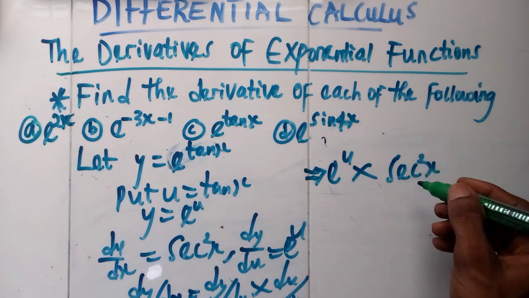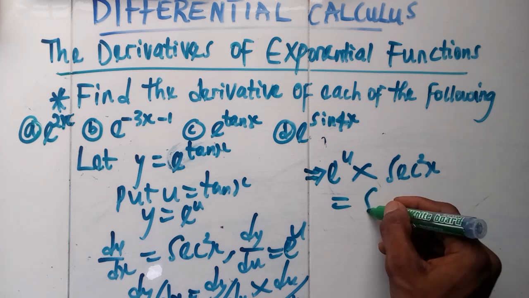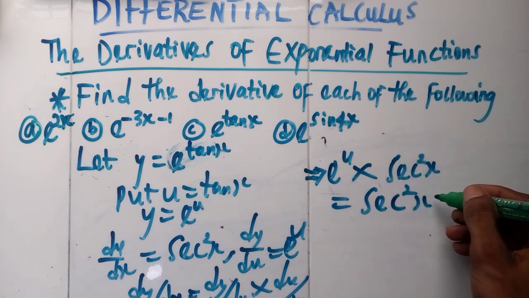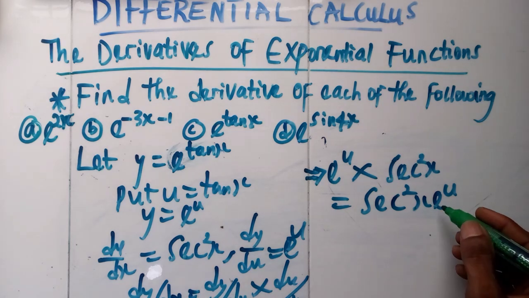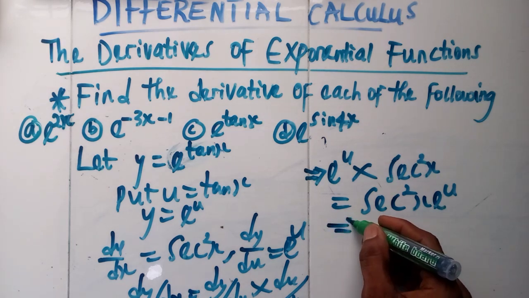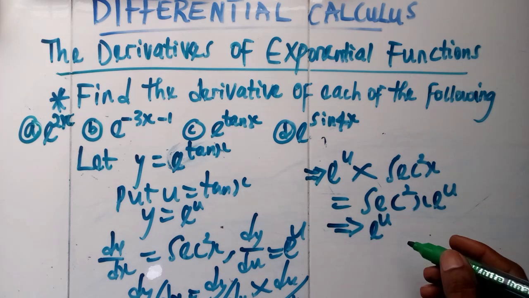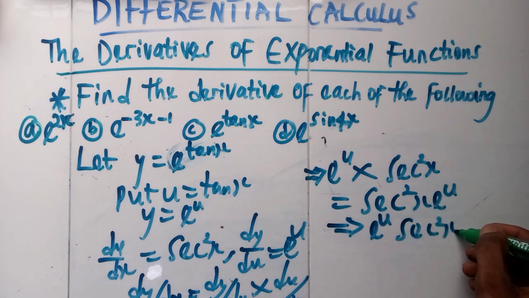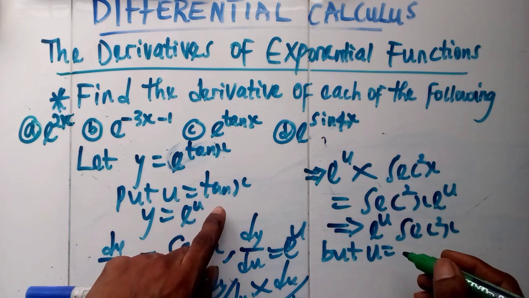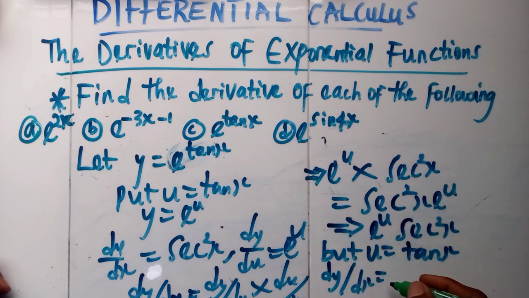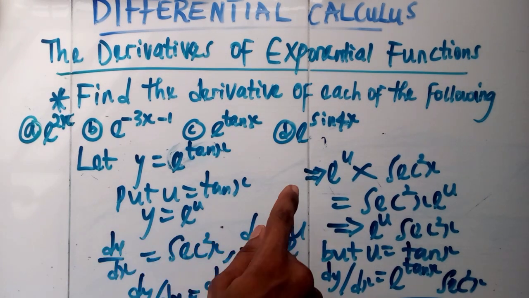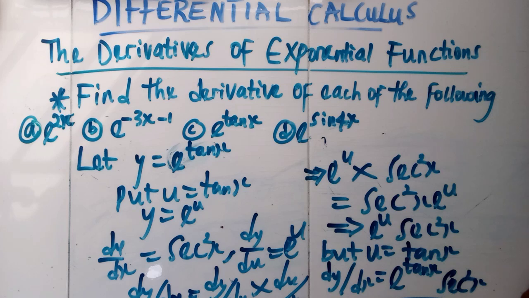So when I bring this together, this will simply give me sec square x e raised to power u, which is the same thing as saying I can bring any one first. So I can also arrange it as e raised to power u coming first, times sec square x. But recall that u is equal to tan x. So anywhere I see u, I will put it to be tan x, so that my dy over dx will be equal to e raised to power tan x multiplied by sec square x, and that is the derivative of this.